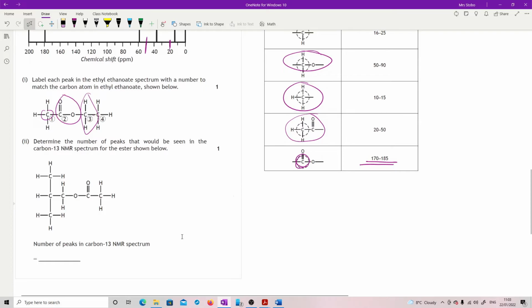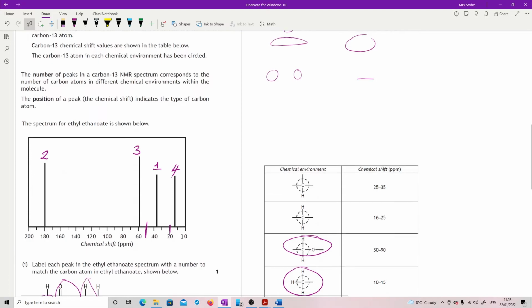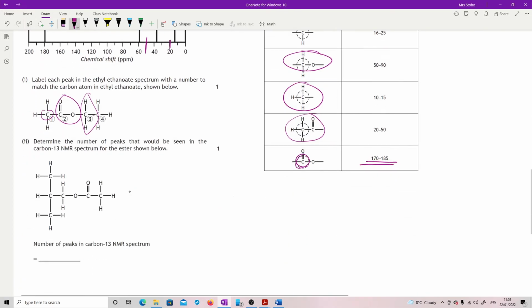Determine the number of peaks that would be seen in the carbon-13 NMR spectrum for the ester shown below. Okay, so the number of peaks, it tells you, in a carbon NMR spectrum corresponds to the number of carbon atoms in different chemical environments. Okay, so we're looking for different things for the carbon. So let's look at this carbon. Let's have this one. Okay, here's a carbon with 3 hydrogens attached and a carbon. Okay, this one is exactly the same. It's got 3 hydrogens attached to a carbon. Okay, this one on this side is not the same because it's got 3 hydrogens attached to a C double bond O. So I'll just get rid of that.